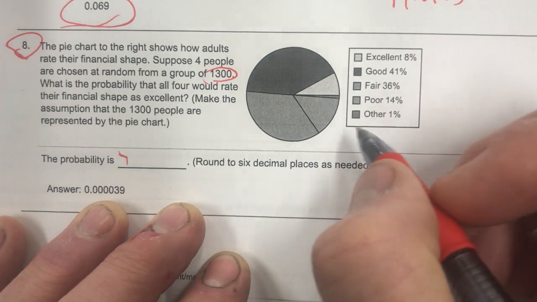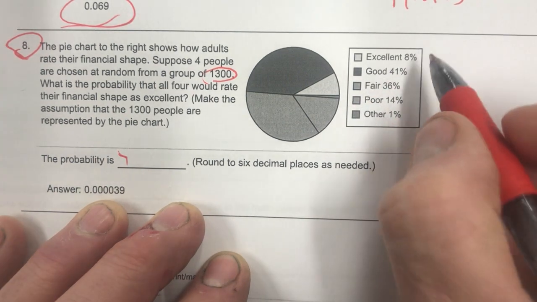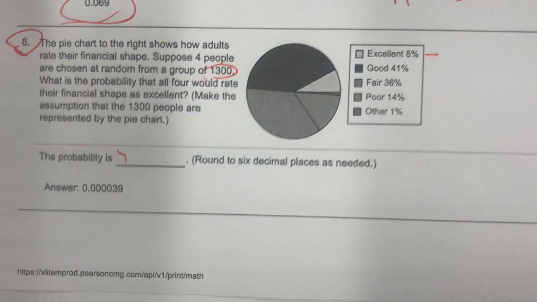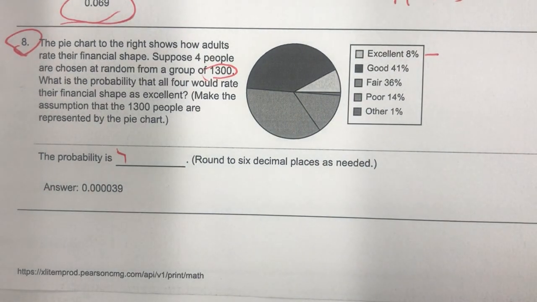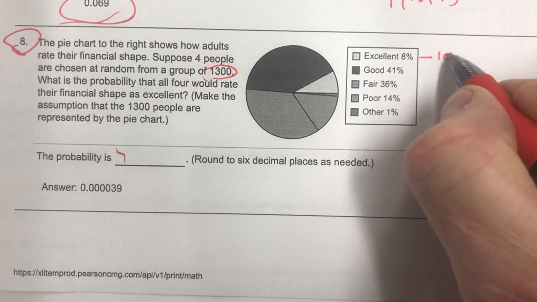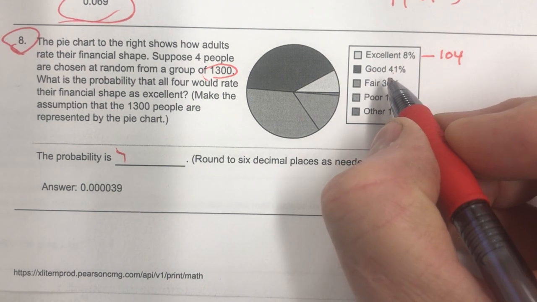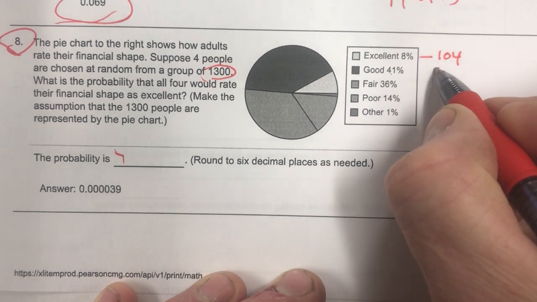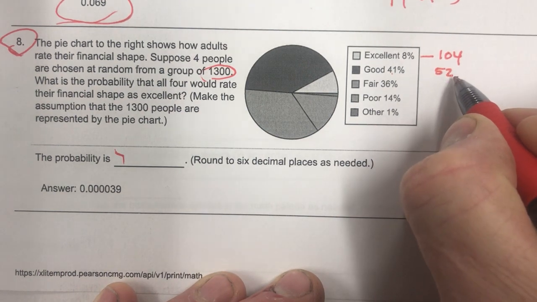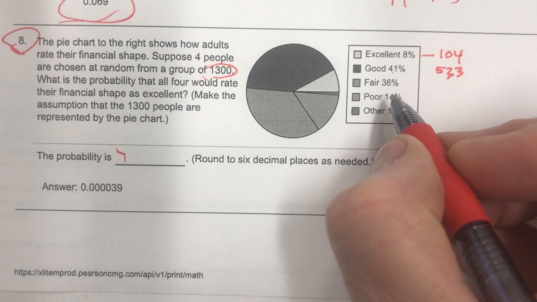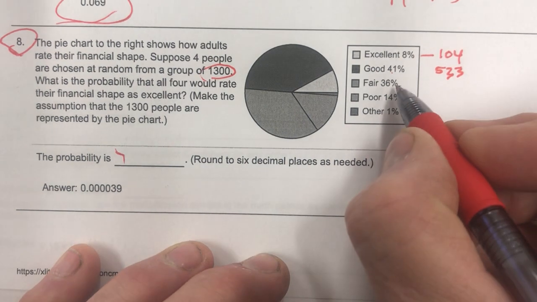Now, what we have here is these percents. I can multiply these, so like 0.08 times 1,300. Here, I'm going to do it real quick. 0.08 times 1,300. So there's 104 people there. 0.41 times 1,300 is 533. 0.36. There's 468 right here.